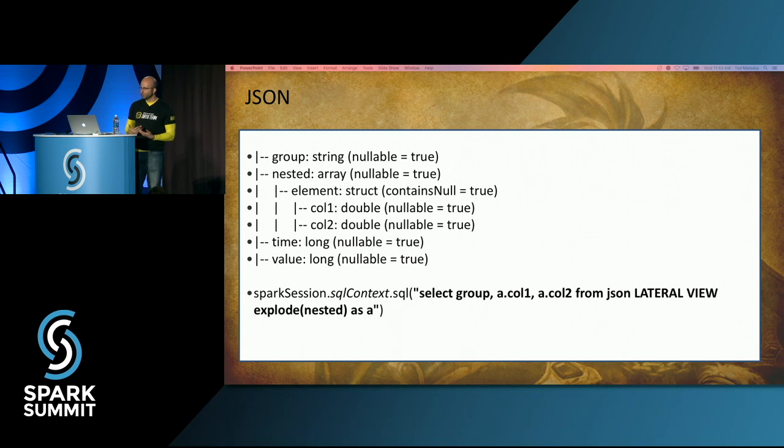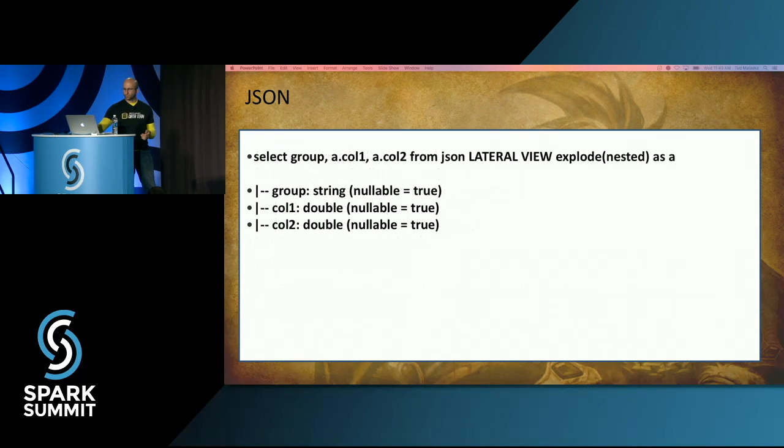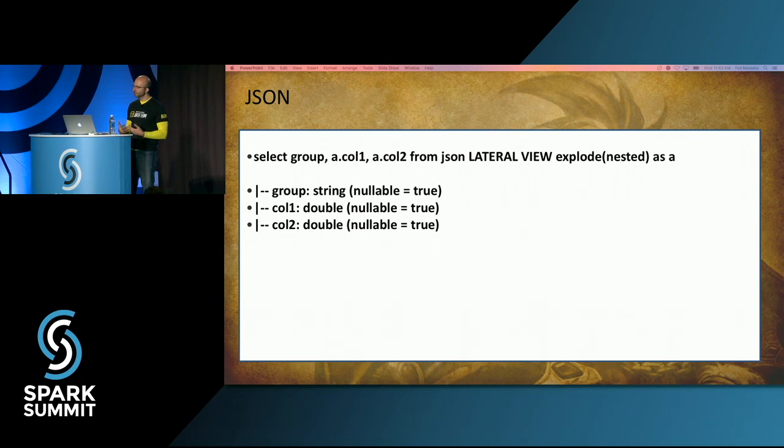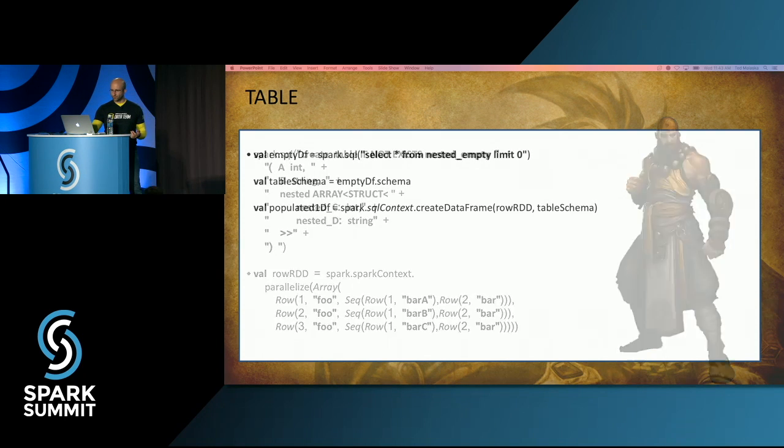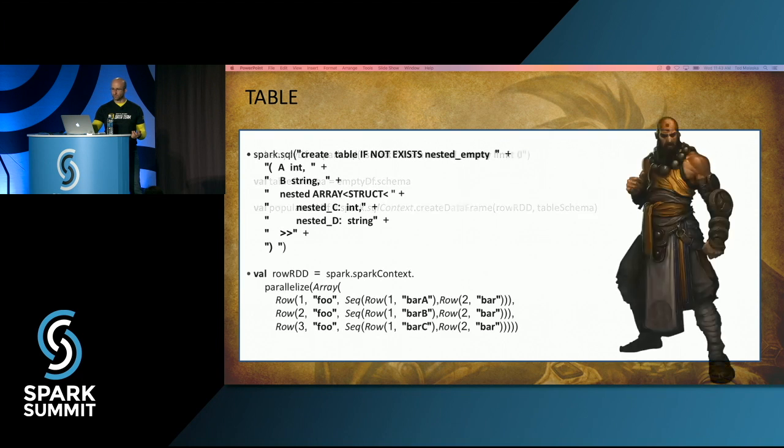One of the things you can do is a lateral view on the nested column, which will flatten the data out like a denormalized view. We're going to come back in a little bit to talk about the difference between a denormalized view and nested.